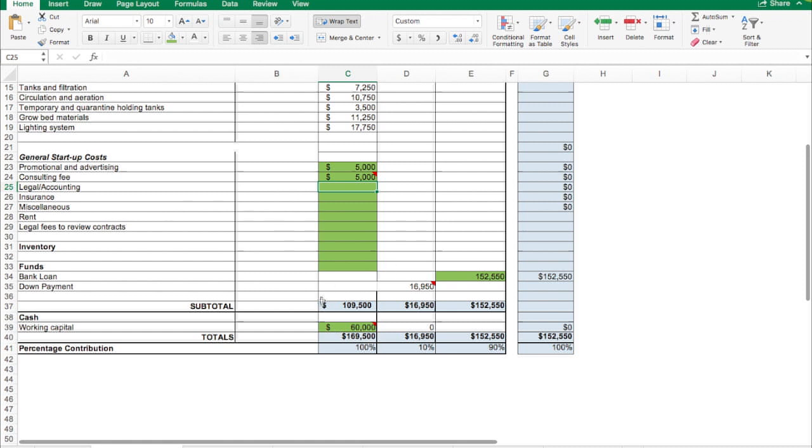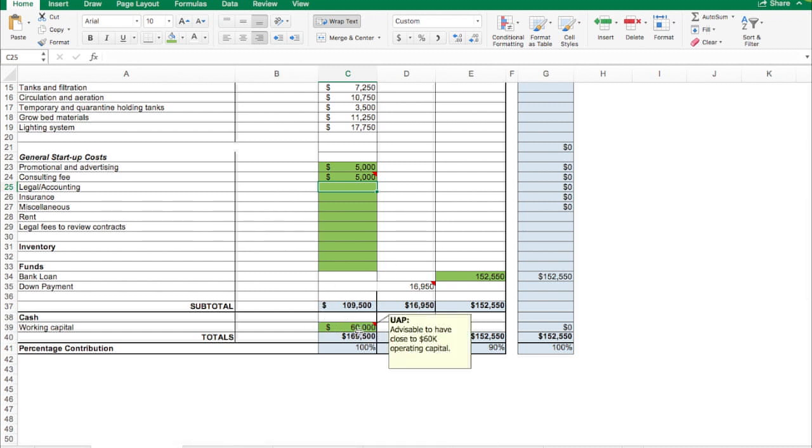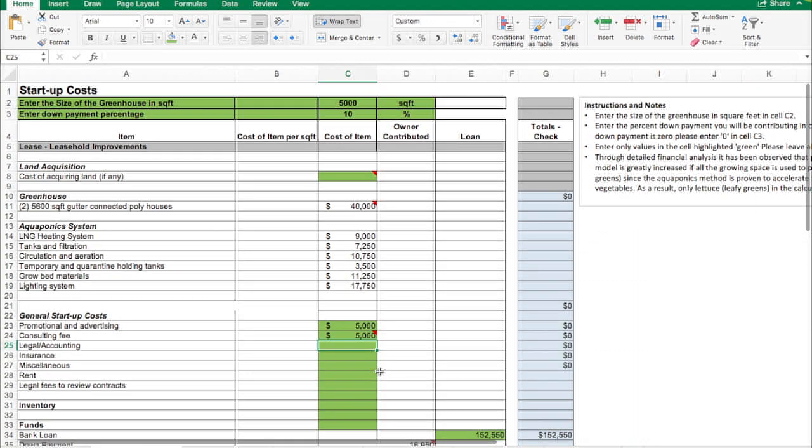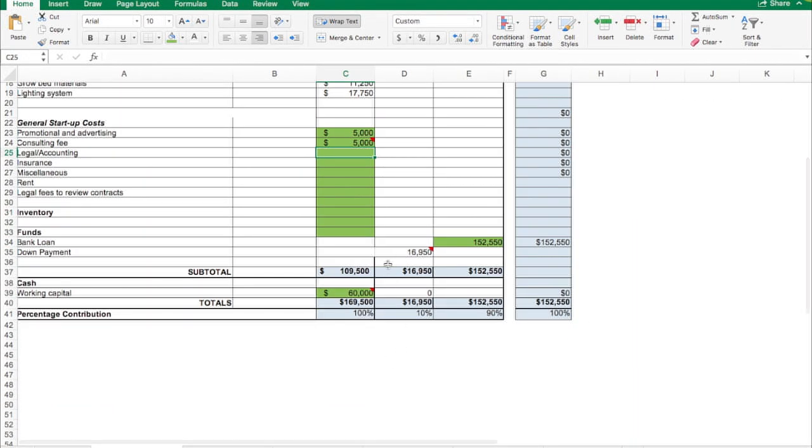At the end, you're going to get a value of your subtotal. I recommend that you have at least $60,000 of working capital, and then the rest will be calculated right here for you, which is going to be your contribution, which is the 10%, and then the contribution of the bank or the loan that you're going to go out there and get. So this is going to give you your total funding or your total startup cost. This value is then going to be taken automatically into step 2.